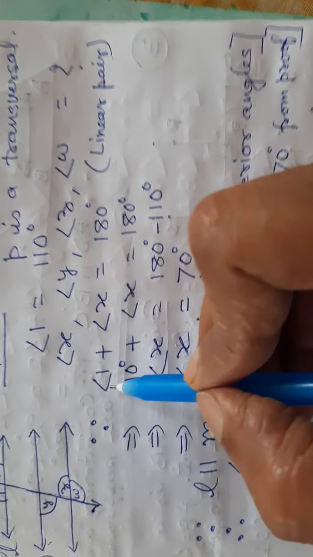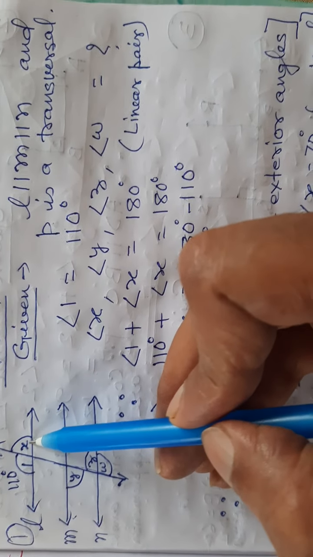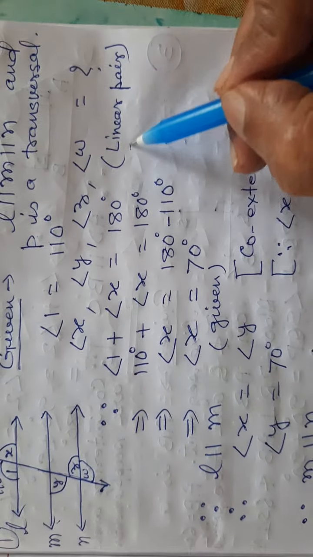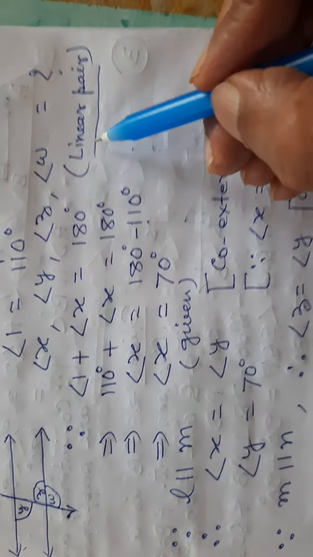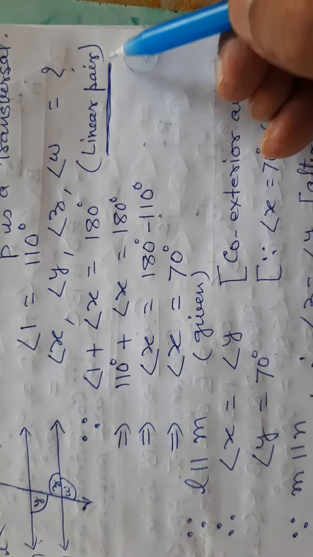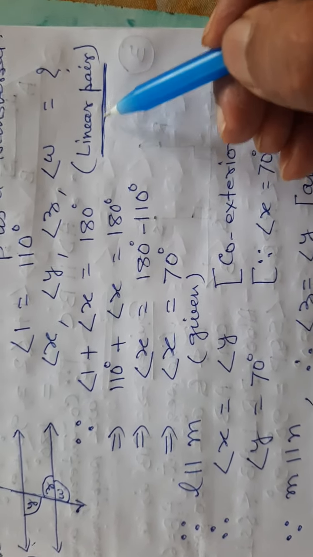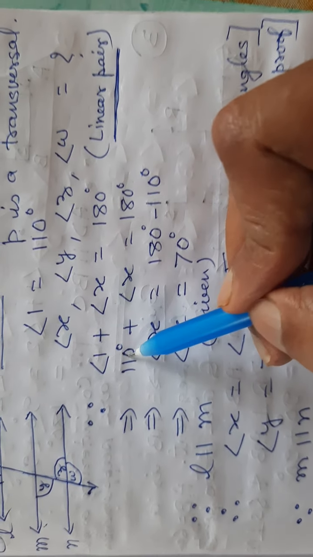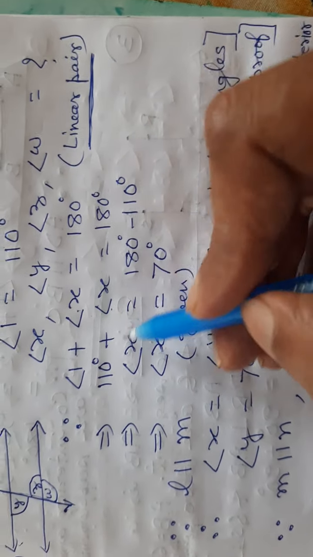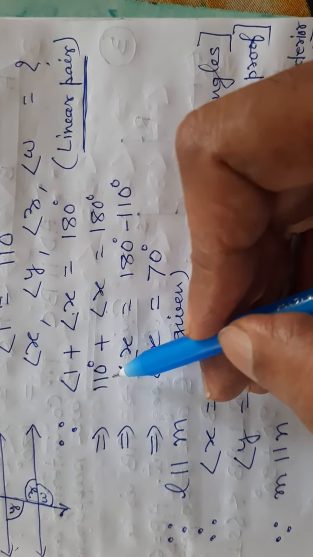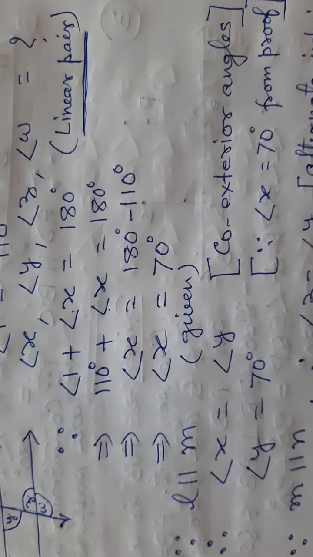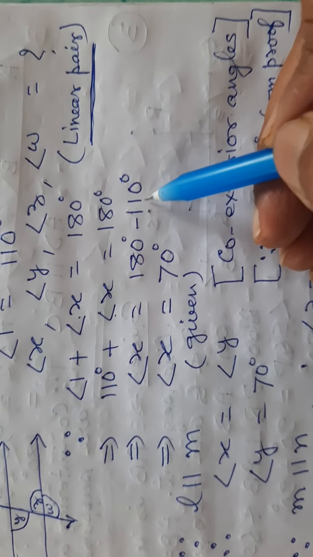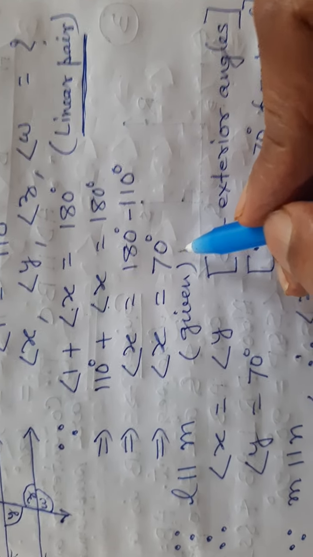Since angle 1 plus angle X is equal to 180 degrees, it is a linear pair. Right the reason in brackets on the right side. It is very essential to write the reason. Angle 1 is given as 110 degrees, so 110 plus angle X is equal to 180. Angle X is equal to 180 minus 110, and it's 70 degrees.